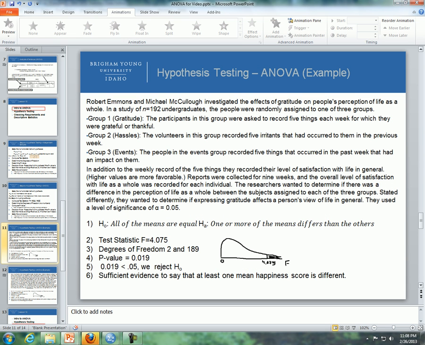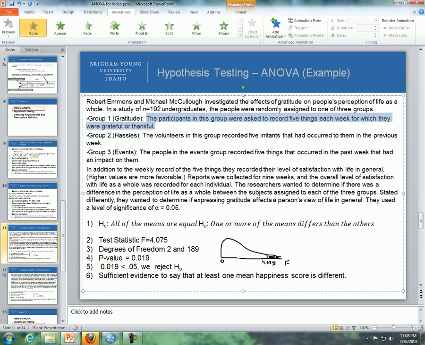Let's go through one example that was found in the online textbook. Emmons and McCullough investigated the effects of gratitude on people's perceptions of life as a whole, and they studied 192 graduates. People were randomly assigned to one of three groups. There was a gratitude group, where they were to list 5 things each week that they were grateful for. In the hassles group, the volunteers recorded 5 irritants that occurred to them the previous week. And then the events group, people recorded just 5 things that occurred in the past week.